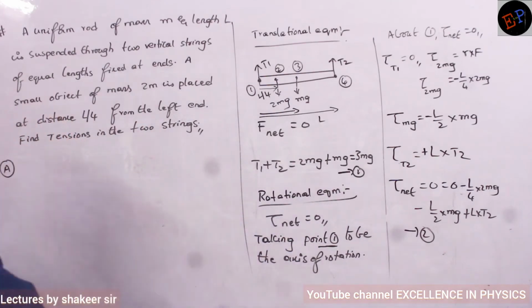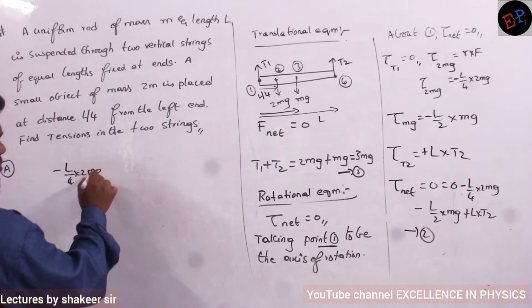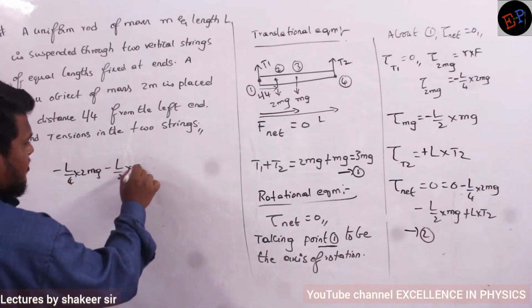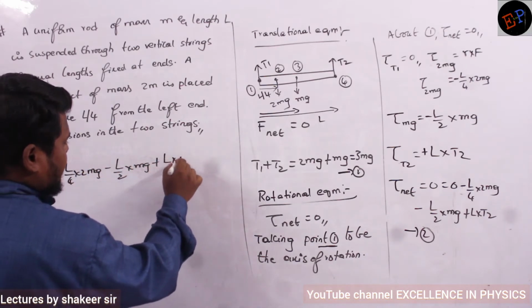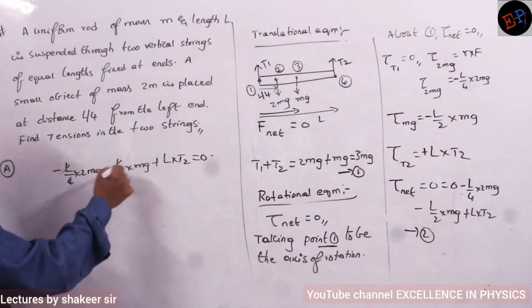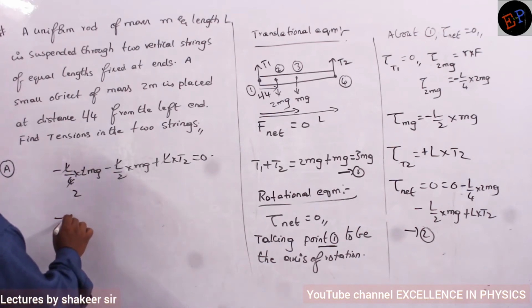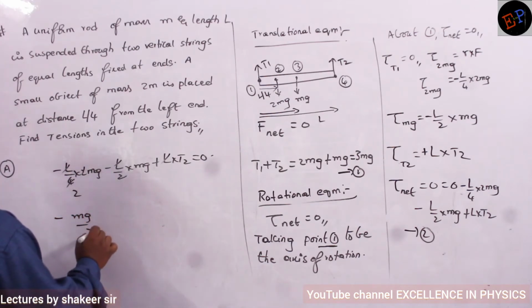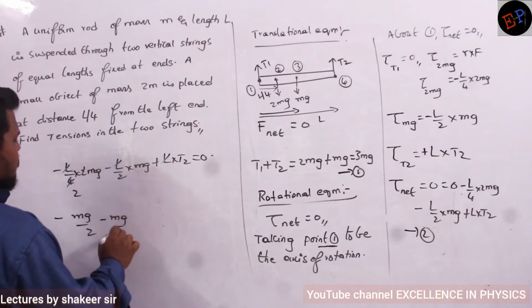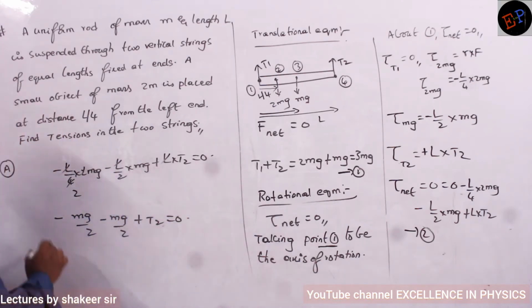So what I got there: minus L by 4 into 2mg, minus L by 2 into mg, plus L into T2 is equal to 0. So L I can cancel. Therefore, minus mg by 2 minus mg by 2 plus T2 is equal to 0. So T2 is equal to mg.